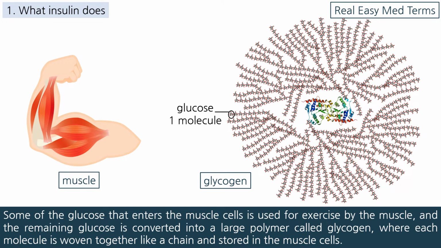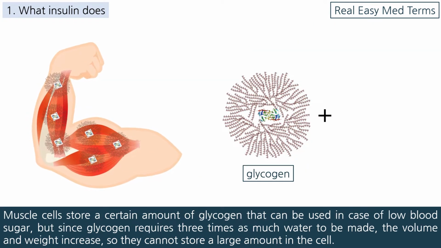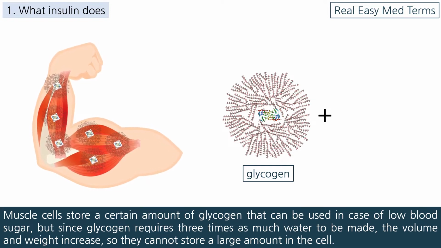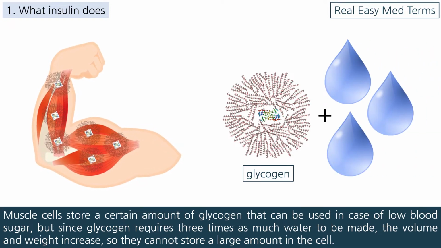the muscle cells. Muscle cells store a certain amount of glycogen that can be used in case of low blood sugar, but since glycogen requires 3 times as much water to be made, the volume and weight increase, so they cannot store a large amount in the cell.